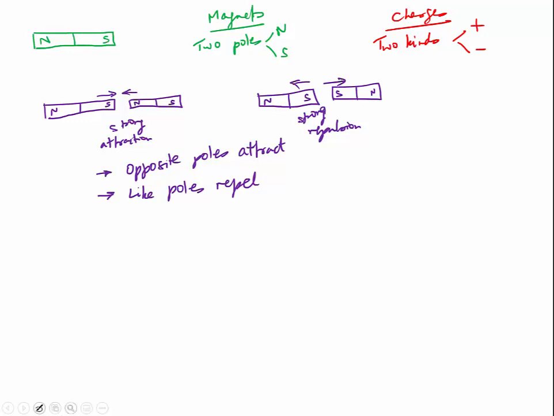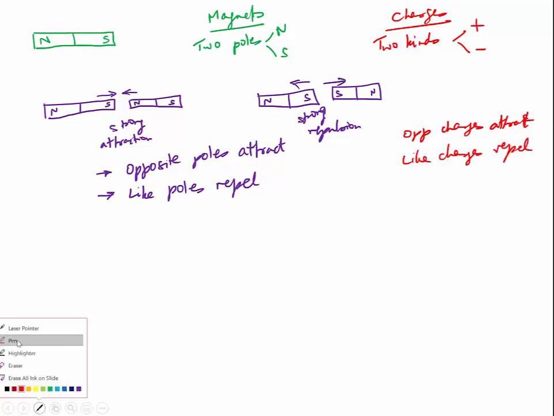Once again, you see the analogy between these magnetic properties and electric properties. We had opposite charges attracting and like charges repelling. So there are a lot of similarities between magnetic properties and electric properties, but there are some differences too. We'll talk about that in a second.